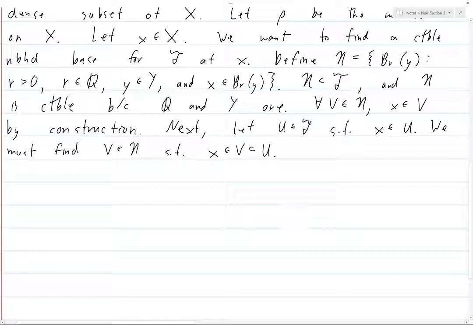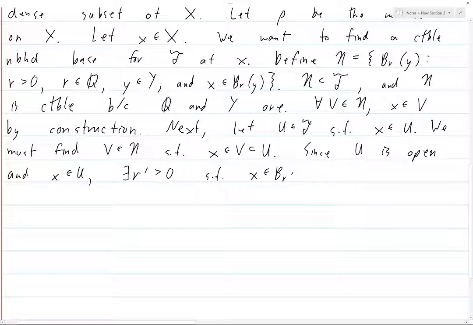Since U is open and X is in U, there exists some R prime greater than 0 such that X is contained in the ball of radius R prime centered at X, which is contained in U. This is true because open balls are a base for this topology, since it's a metric topology. Then let's choose some R which is greater than 0 but less than R prime, such that R is a rational number.